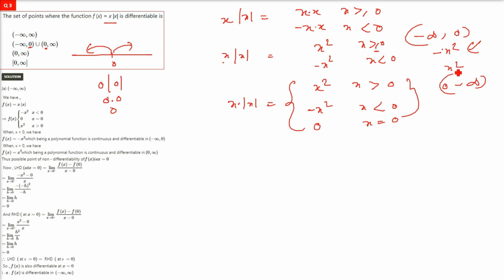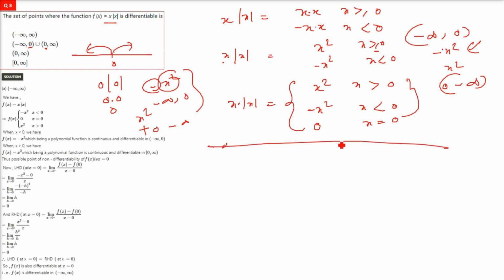So we have to check the differentiability. We just have to check differentiability, because the question is not asking about continuity. This x square, from 0 to infinity, will always be positive. You put any value in x from 0 to infinity, it is always positive. On negative x square, if you put any value from negative infinity to below 0, it will always be negative. Right? So if you take a number line, just to show you what we are intending, negative infinity to 0 and 0 to plus infinity, this is all okay.